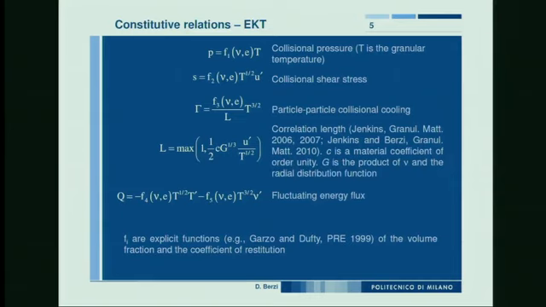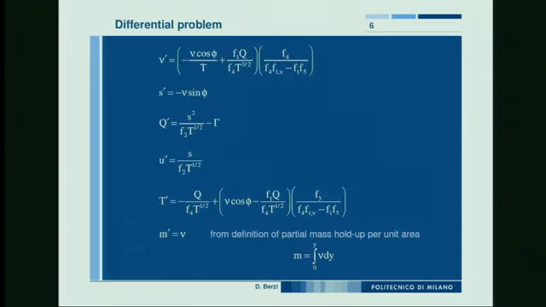So we have some equations involving derivative terms, because u prime means, for instance, the derivative of u with respect to the y direction. So we can phrase the differential problem like this, using the momentum balances and energy balance, and the constitutive relations of kinetic theory. So it's going to be 1, 2, 3, 6 differential equations.